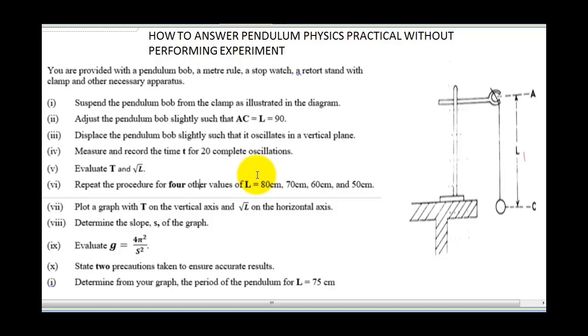So today I'm going to be teaching you how to answer the pendulum physics practical questions without performing the experiment.